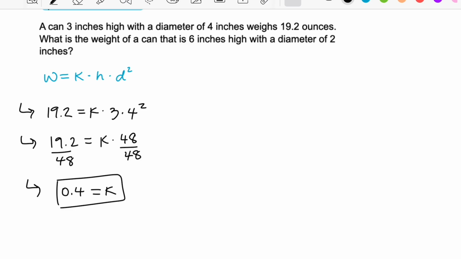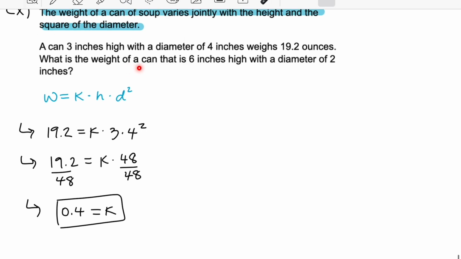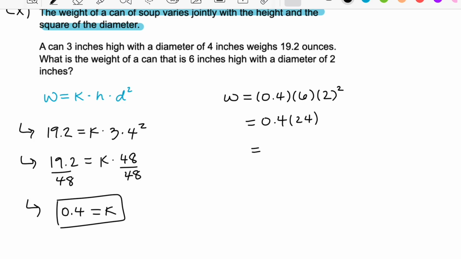Now with that information, we want to figure out the weight of a can that is now 6 inches high and has a diameter of 2 inches. So the weight is going to be equal to our constant 0.4 times our height, which is 6 inches, times the diameter squared, so 2 squared. So we'll get 0.4 times 24, which will be 9.6. So the weight of that can will be 9.6 ounces. That'll be it for this video.